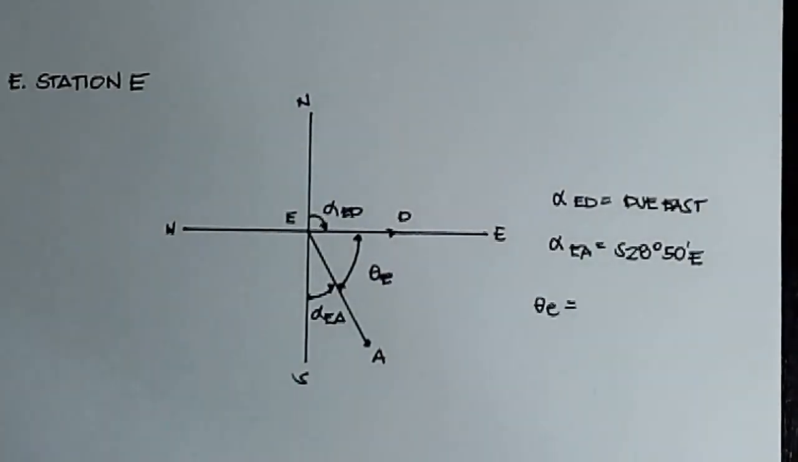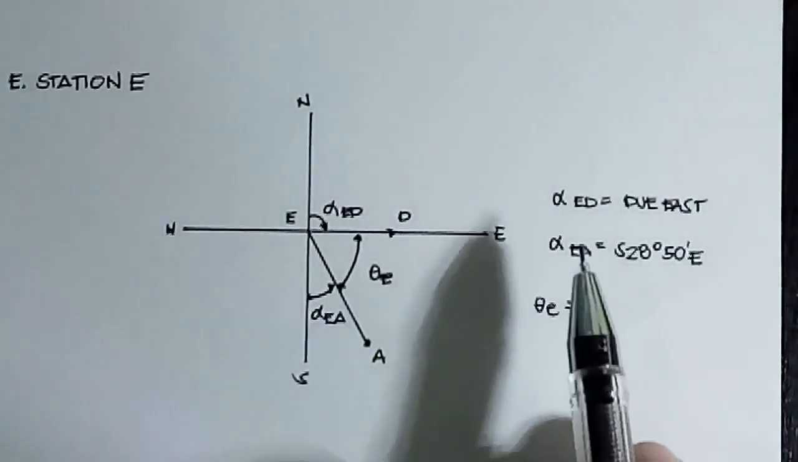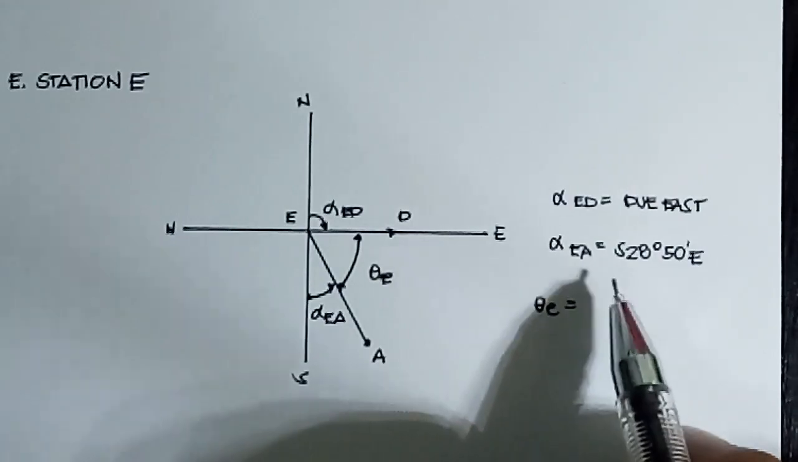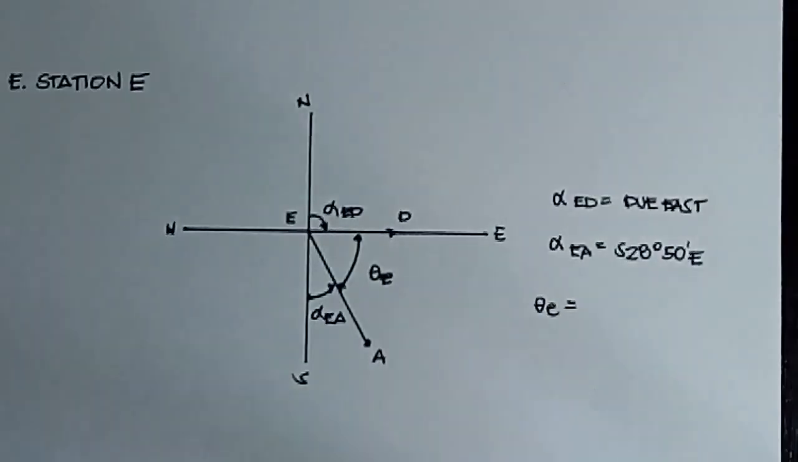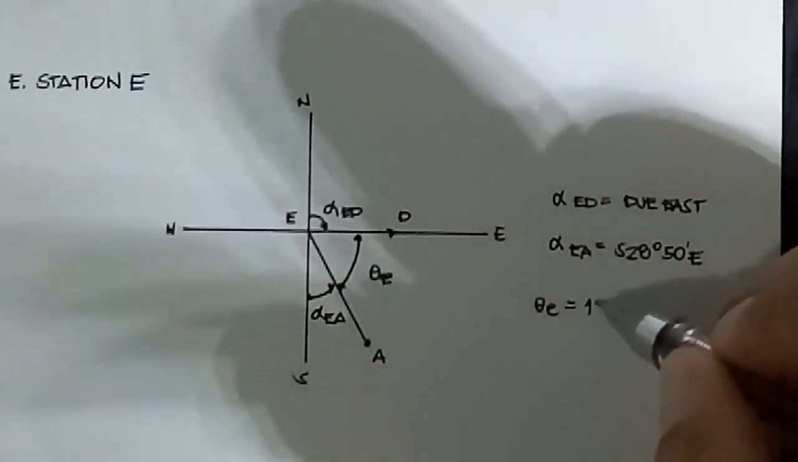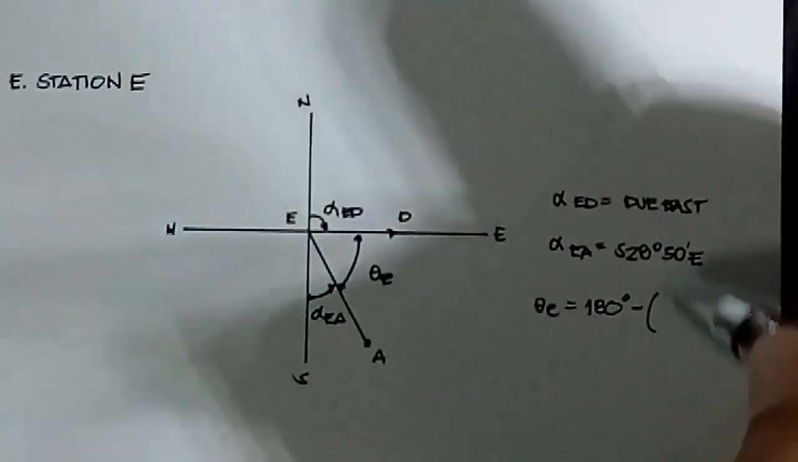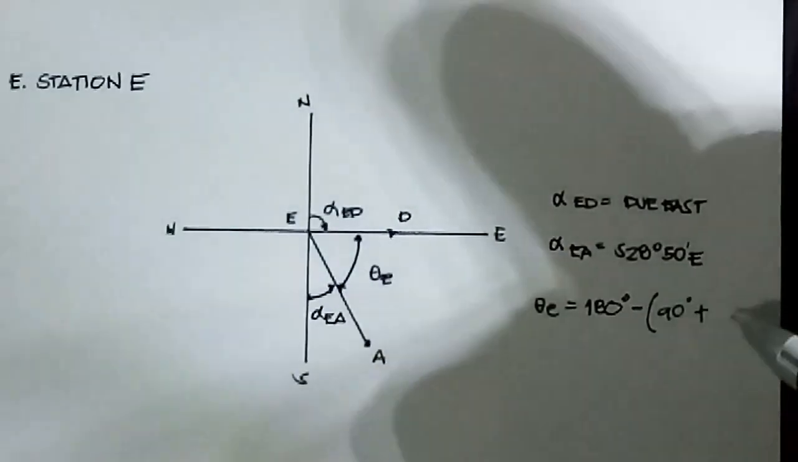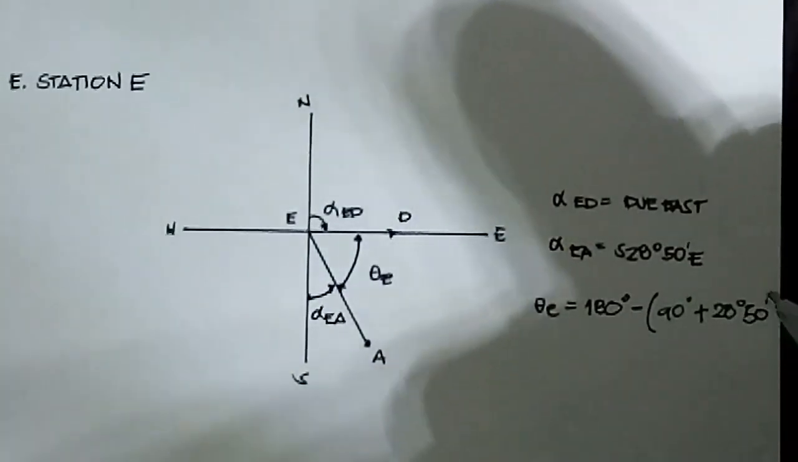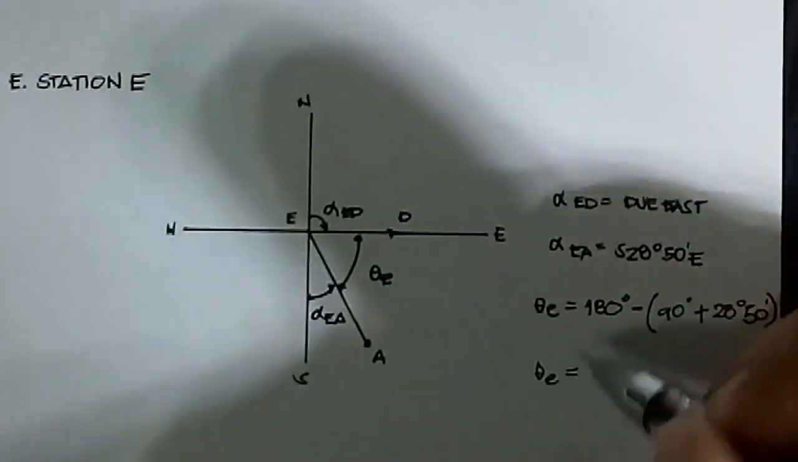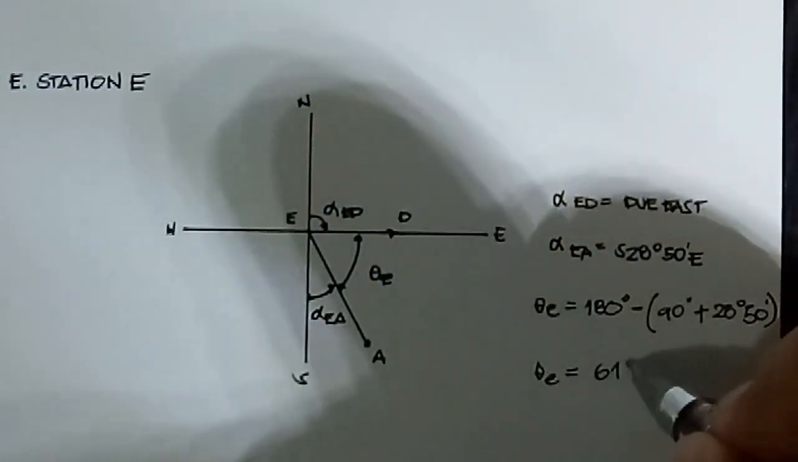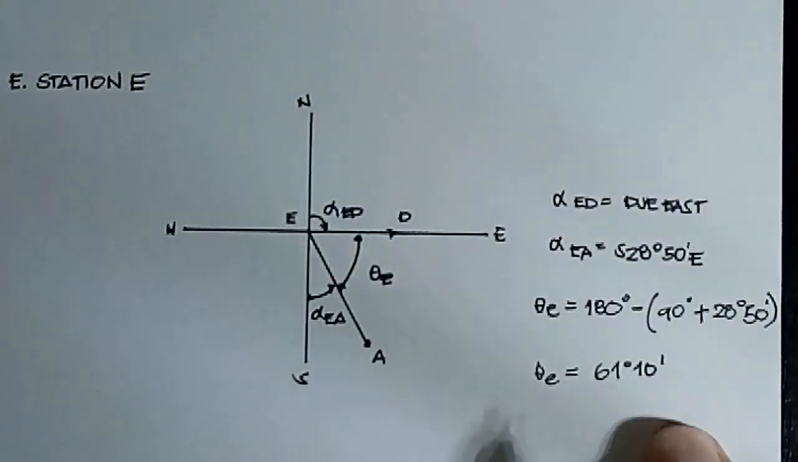Station E naman, ganun din yung gagawin natin. So, ang observed bearing ng ED ay due east, which is 90 degrees. And observed bearing ng EA ay south 28 degrees 50 minutes east. Para makuha natin yung interior angle ng E, so, nagtotal siya ng 180 degrees. I-minus ulit natin yung sum ng 2 observed bearings, which is 90 degrees, plus yung 28 degrees and 50 minutes. Kung i-input natin siya, ang lalabas na sagot is 61 degrees and 10 minutes. Yan yung interior angle sa station E.